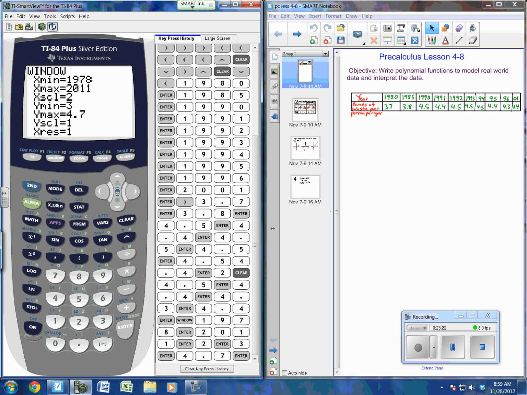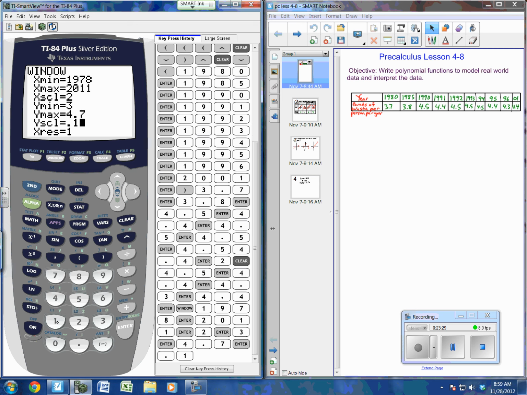And I am going to put the Y scale at 0.1 because we're only going to 3 to 4.7. So I'm going to put a mark every 0.1. That's between 3 and 4.7 is 17 marks. I'm going to hit, oh, we got to turn on our stat plot first.